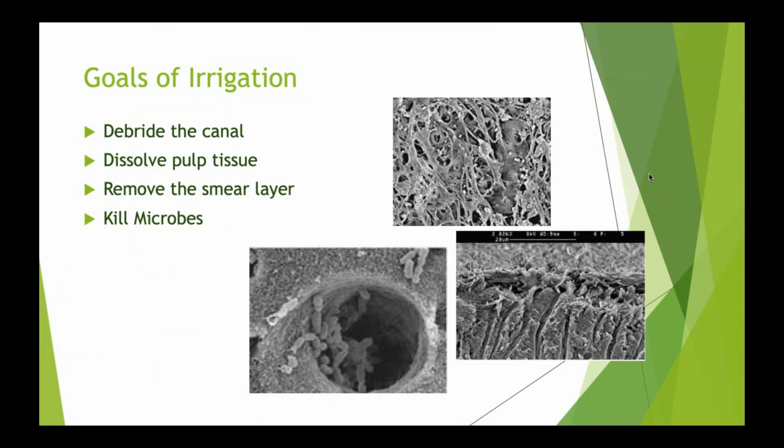Well, if we really look at the inside of canals, you'll notice there's all kinds of things on the inside of a canal. We've got pulp tissue, so we've got to be able to dissolve pulp tissue. We've got to be able to remove the smear layer. We've got to be able to kill the bugs. So if we look microscopically, there's all kinds of things going on the inside. And so we really ask our irrigation materials to do a tremendous amount for us.